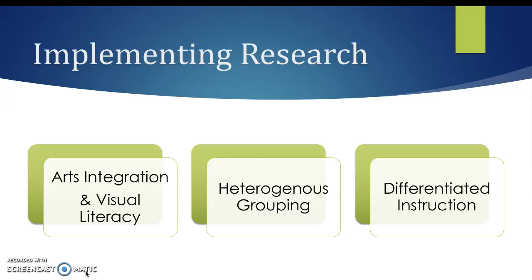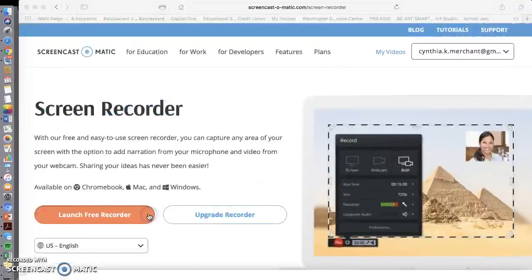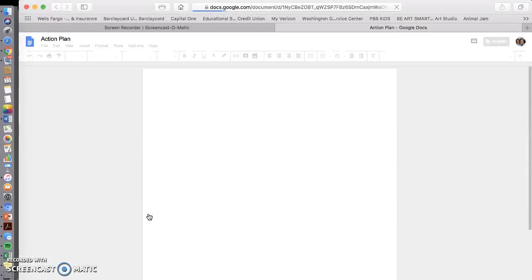The other research was heterogeneous grouping, so putting students in a diverse group to really support learning for all types of students, so they can learn from each other and a lot of different things. The last thing is differentiated instruction. There's a lot of differentiation in how students can demonstrate the learning goal and all of their assessments, so you'll see a lot of that as we go through. And our action plan tracking sheet, I'm going to actually just go into that.